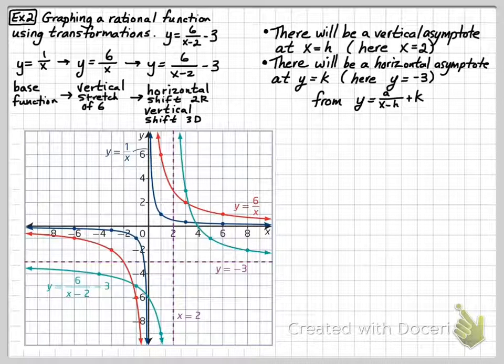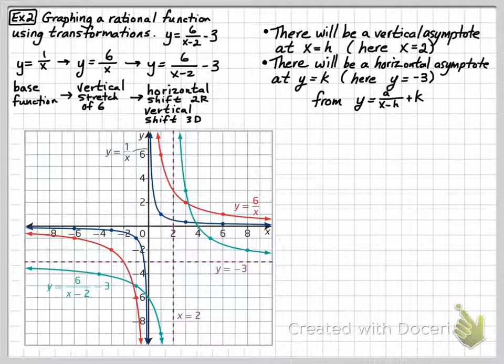To draw the graph, this is what it's going to look like in its final form. The graph in blue is y is 1 over x. When you apply the vertical stretch of 6, you're going to get the red graph. And then when you apply the horizontal and the vertical shift, it's going to move 2 units to the right and 3 units down. So our vertical asymptote, instead of being at x equals 0, is going to shift to x equals 2. And our horizontal asymptote is going to shift from y equals 0 to y equals negative 3.